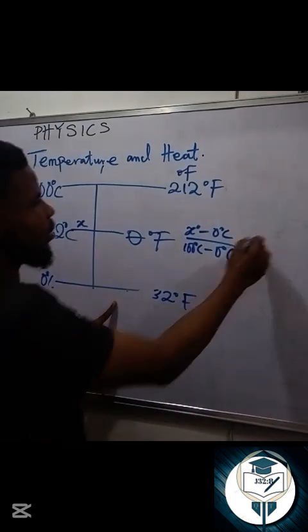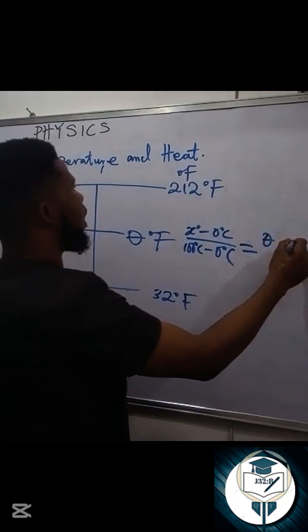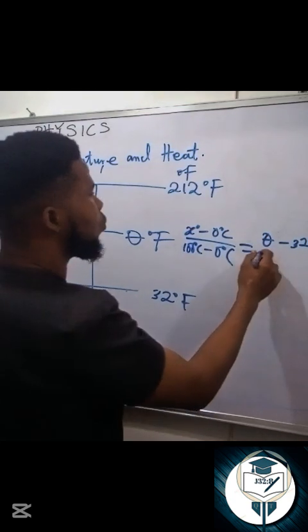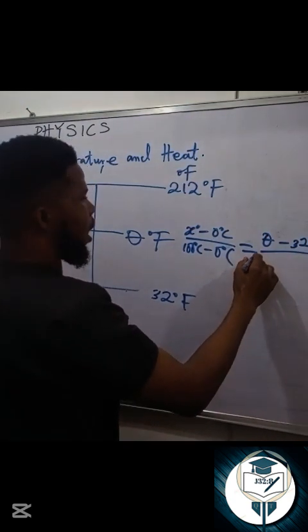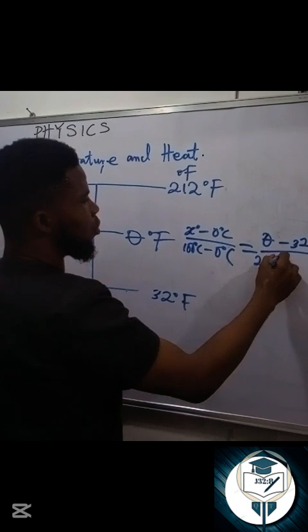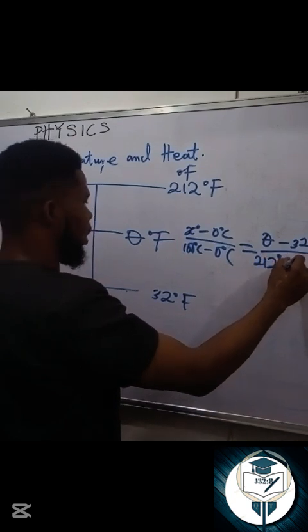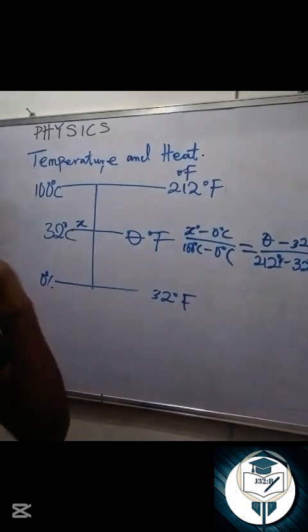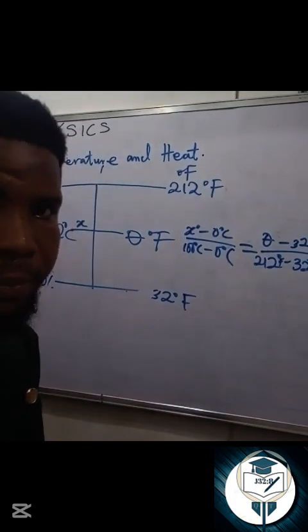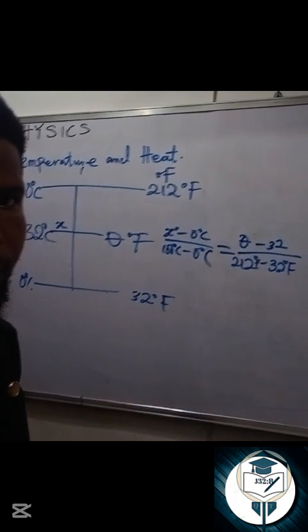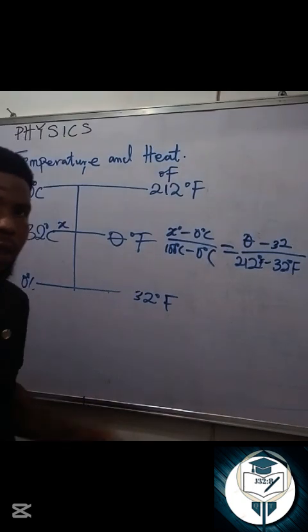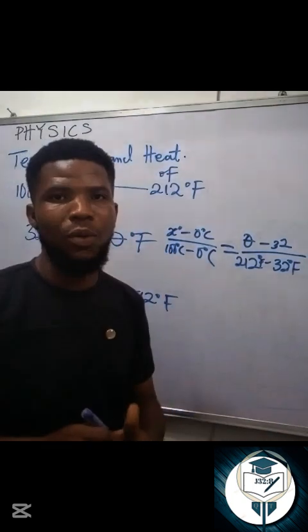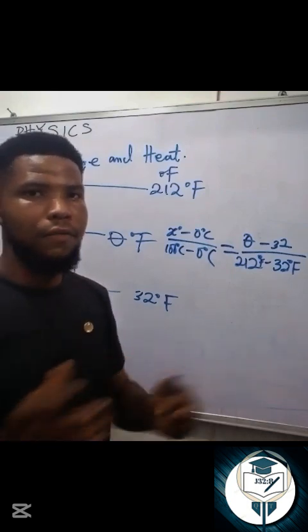This minus this, that's theta minus 32. Alright, theta minus 32 all over what? 212 degrees Fahrenheit minus what? 32 degrees Fahrenheit. Are you seeing that? I hope it's clear. I hope it's clear now. You can see that, right? So this is the formula which I use to move from different ranges.